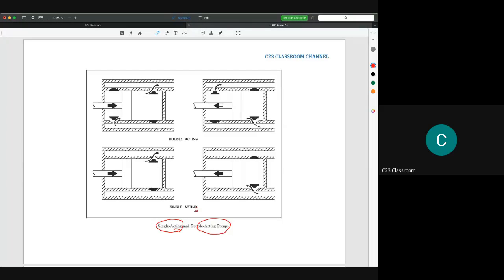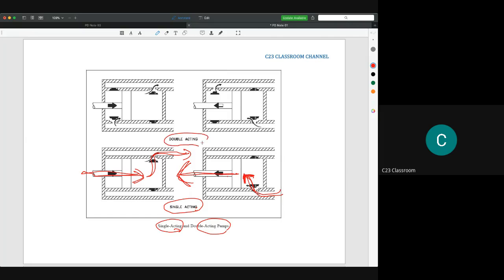For single acting, like this one, single acting means it just works one action at one time. At one time it will suck the liquid. For example, if the piston is pulled in this direction, the water will be sucked into this volume, this area, and then when this piston is pushed, the water will be pushed to the discharge pipe. And then to increase the volumetric efficiency, engineers created the double acting pump.